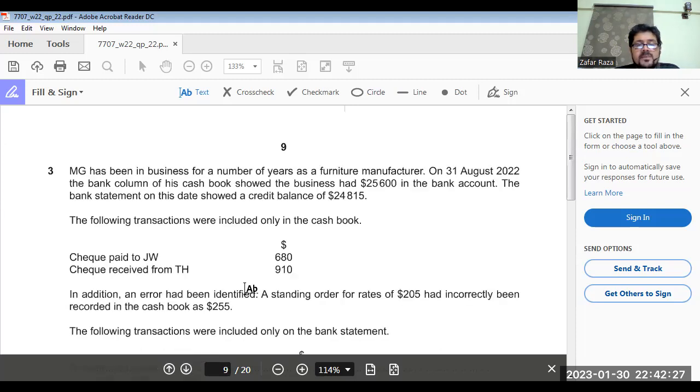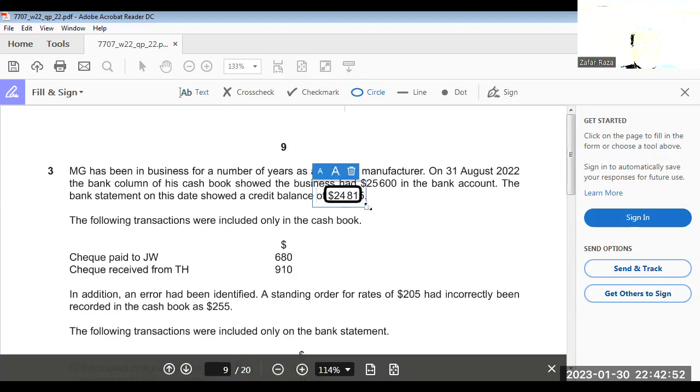MG has been in business for a number of years as a furniture manufacturer. On 31st August 2022, the bank column of cash book showed the business had 25,600. The bank statement on this day showed a credit balance of 24,850. When you start this question, balance as per bank statement, this is your answer. Getting my point clear? This is your answer.